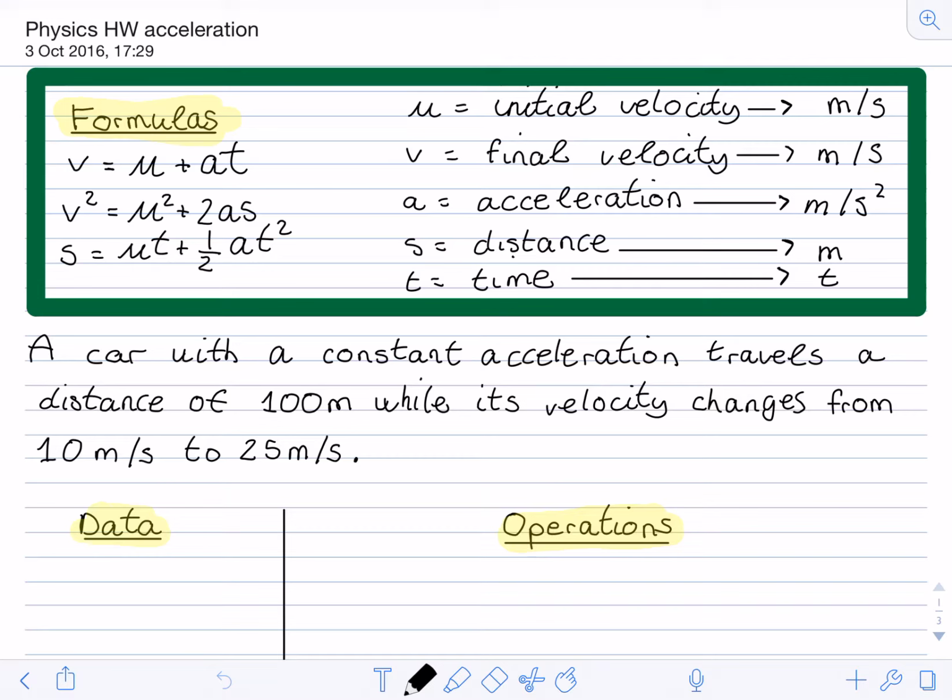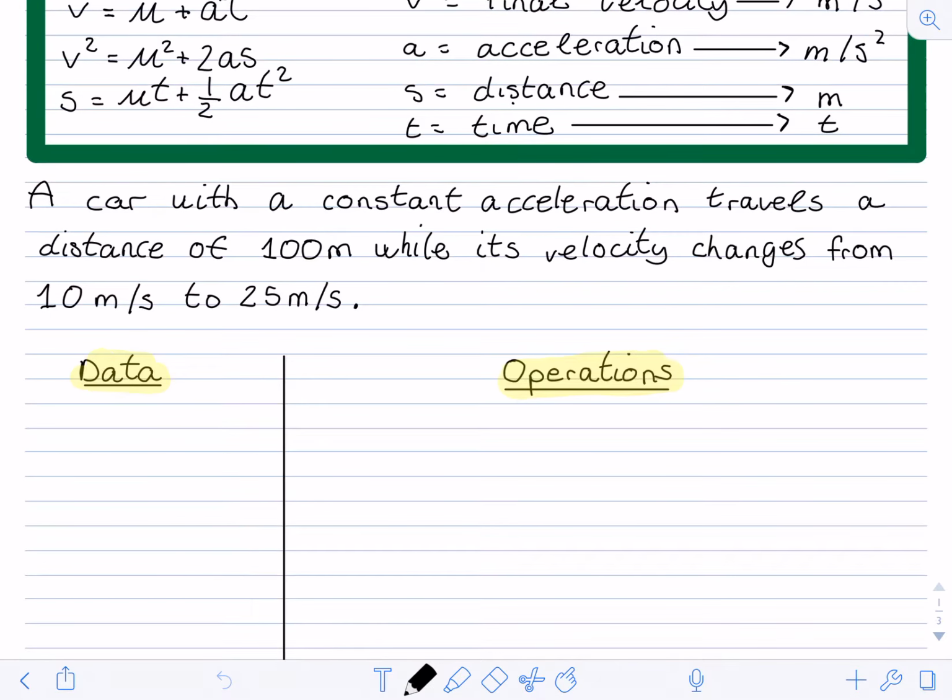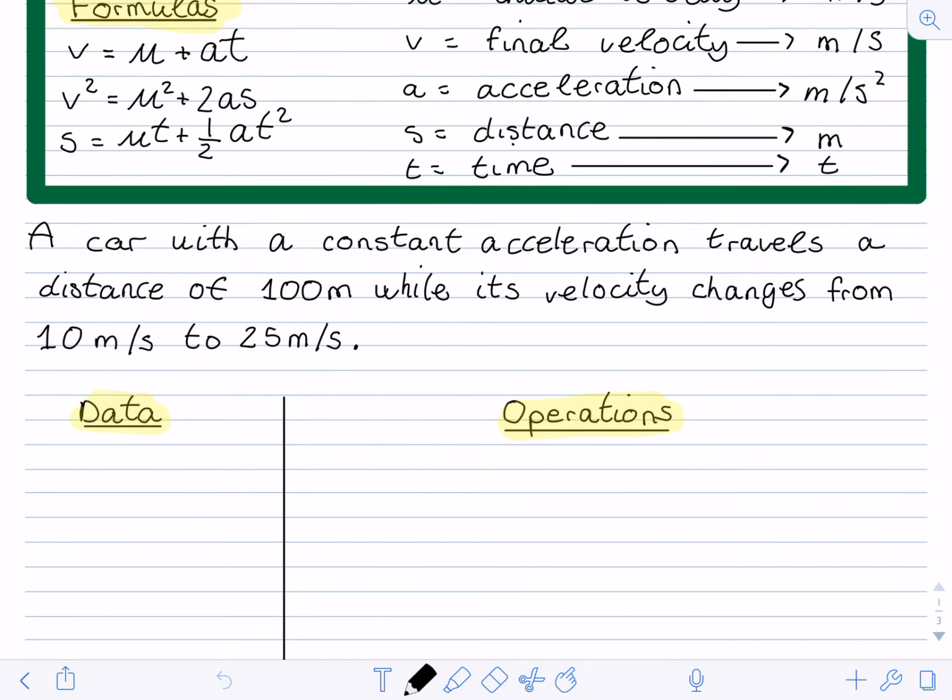Anyway, getting back to the first problem, we have a car with a constant acceleration that travels a distance of 100 meters while its velocity changes from 10 meters per second to 25 meters per second. The advice I would recommend is to split the screen or your sheet in two parts, data and operations, as I have here, and write down everything you know.